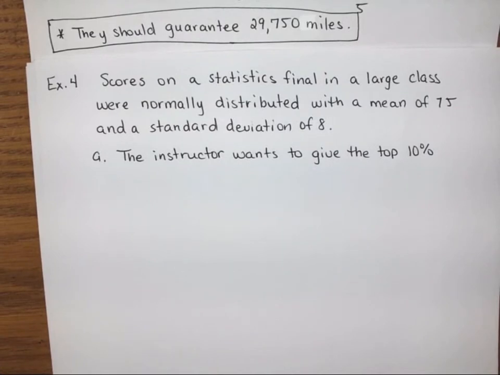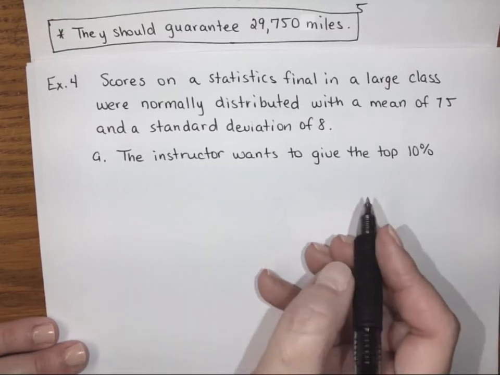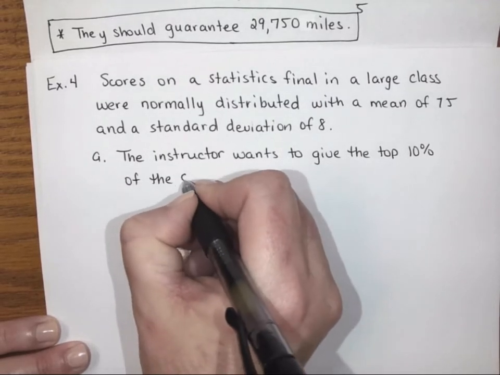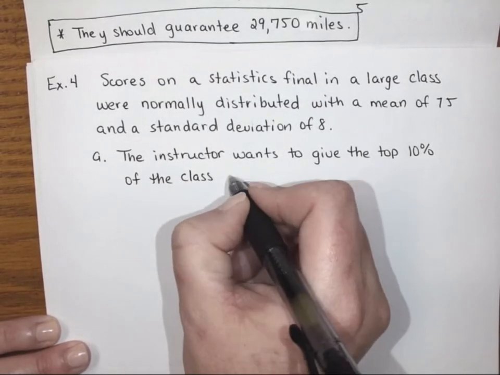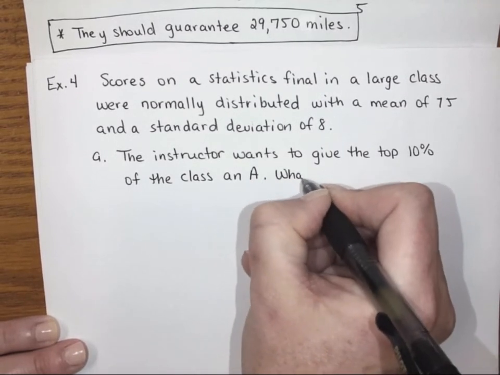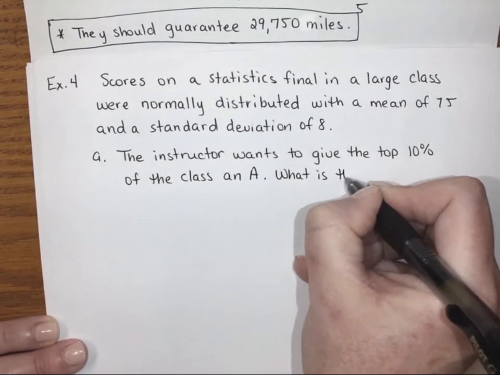All right, but let's say that the teacher knows that it's a bell curve, wants to grade on the bell curve, and he wants to give the top 10% of the class an A. And so the question is, what is the minimum score needed for an A?